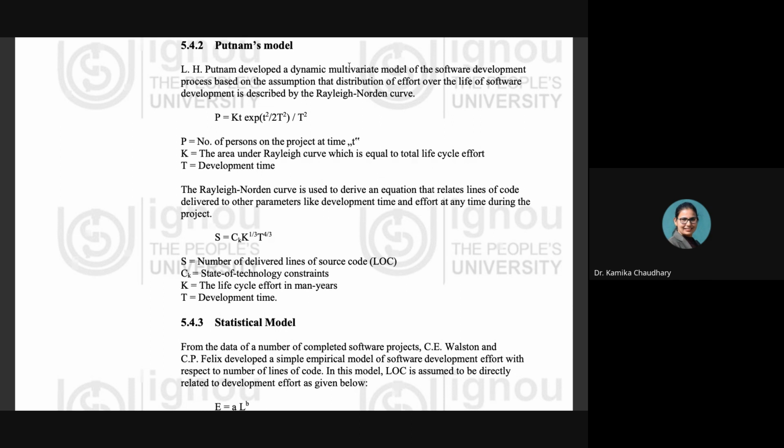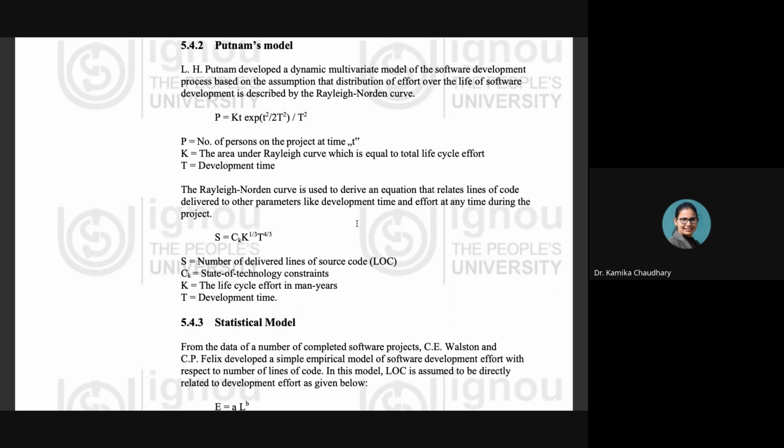In the case of the Rayleigh curve, the area under this curve depicts the total life cycle efforts. Now, in the above equation, we have P equals K t exponential of (minus t square divided by 2 T square), and then we have the t again. P is the number of persons working on the project at any particular time t. Small t represents the time. Capital T is the overall development time. K is the area under the Rayleigh curve, which is equal to the total life cycle efforts. So that is the equation of Putnam's model.